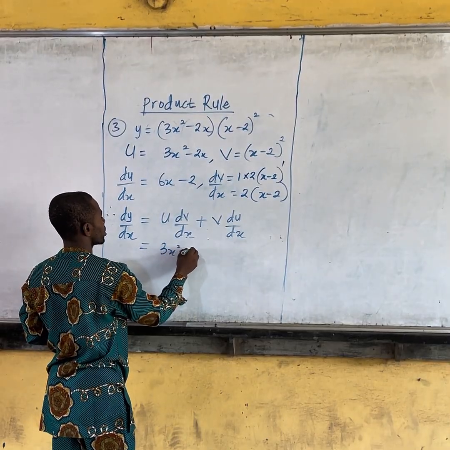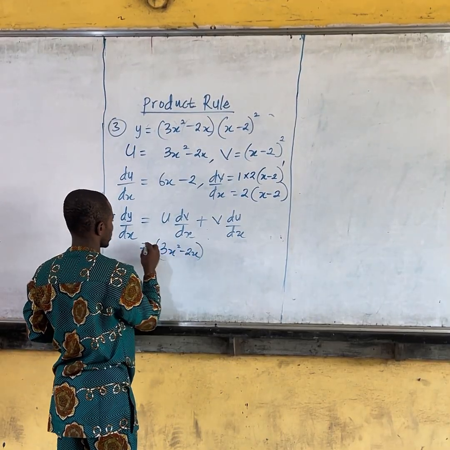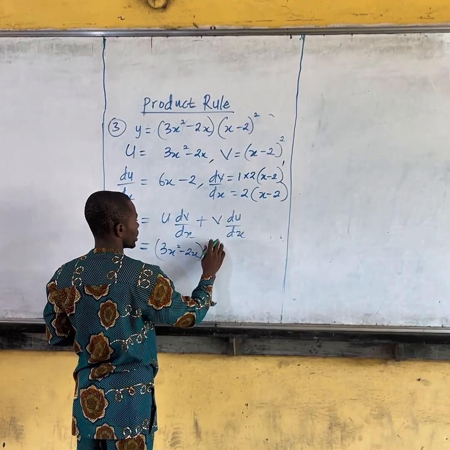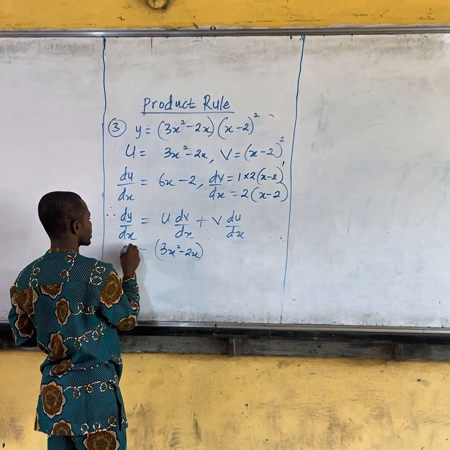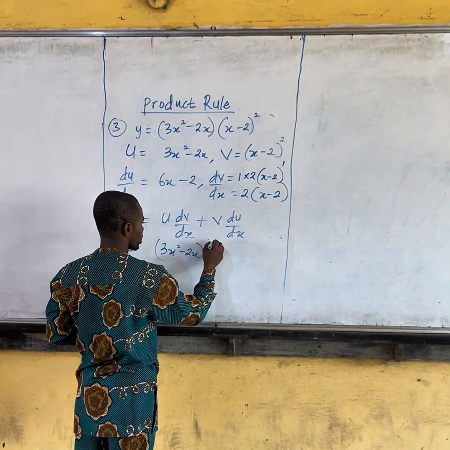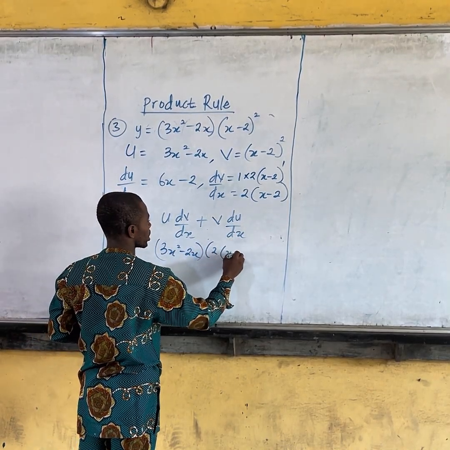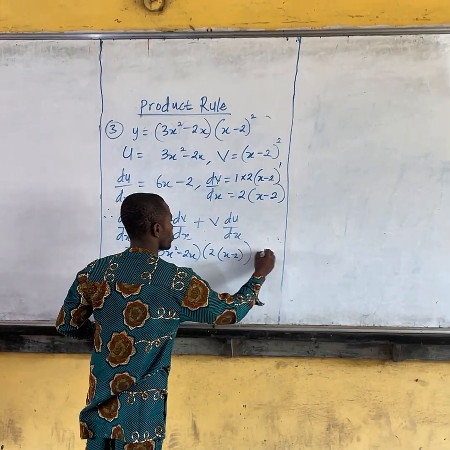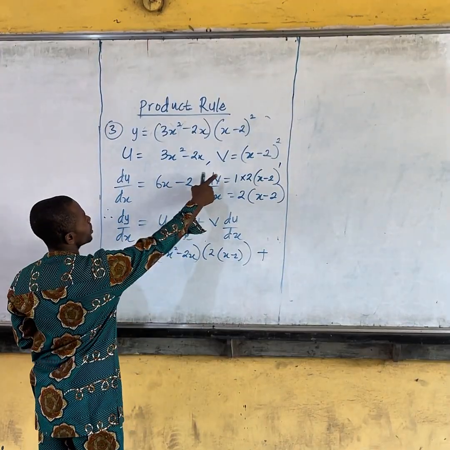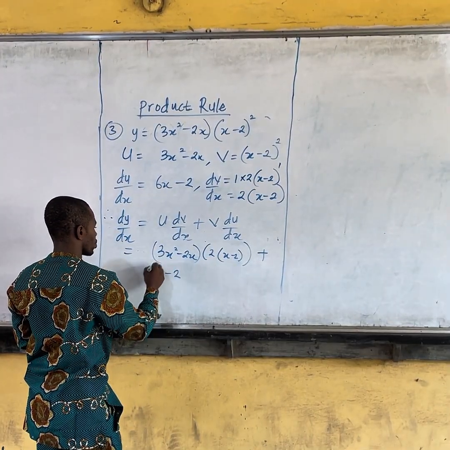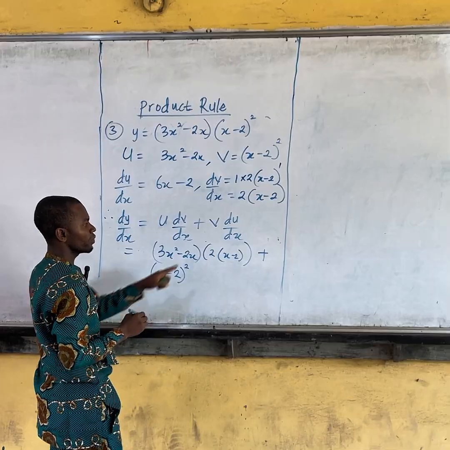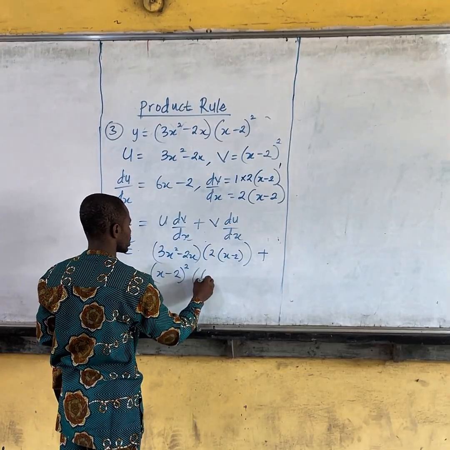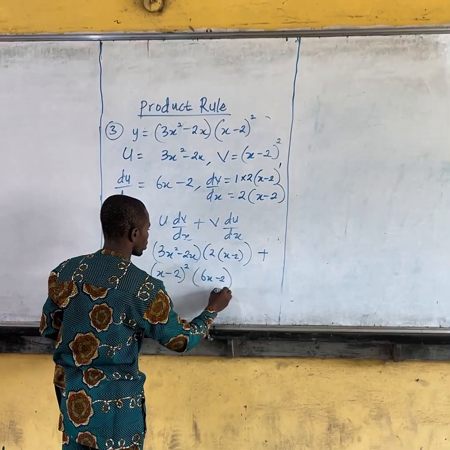So our u is 3x squared minus 2x. Our dv dx is 2, and you can put the 2 outside here. Let me write it like this: bracket 2 bracket x minus 2, with the 2 outside here. This is u dv dx plus v. What is my v? x minus 2, all squared. I'm following the formula. What is du dx? My du dx is 6x minus 2. Close the brackets.